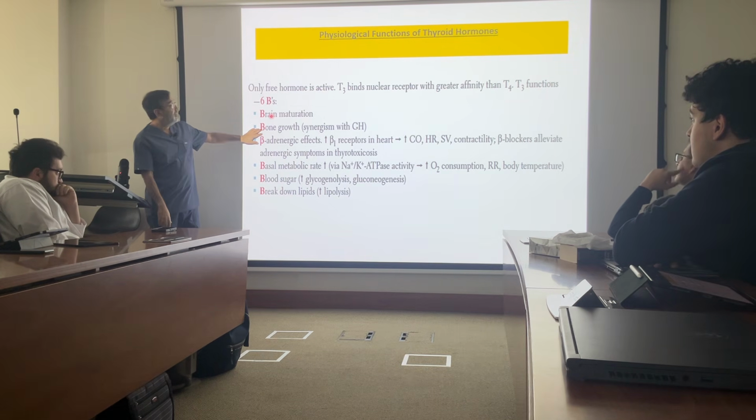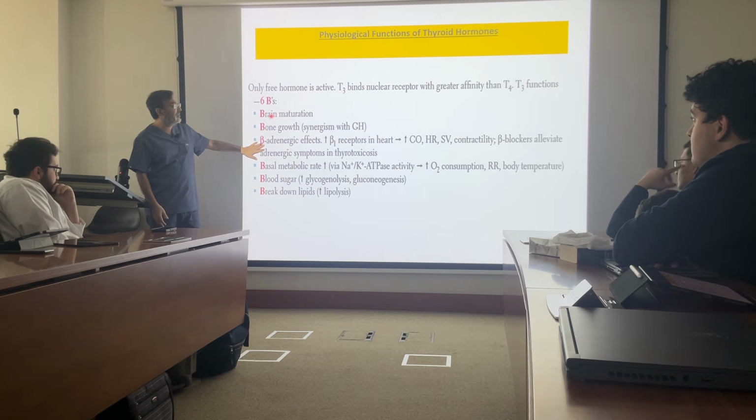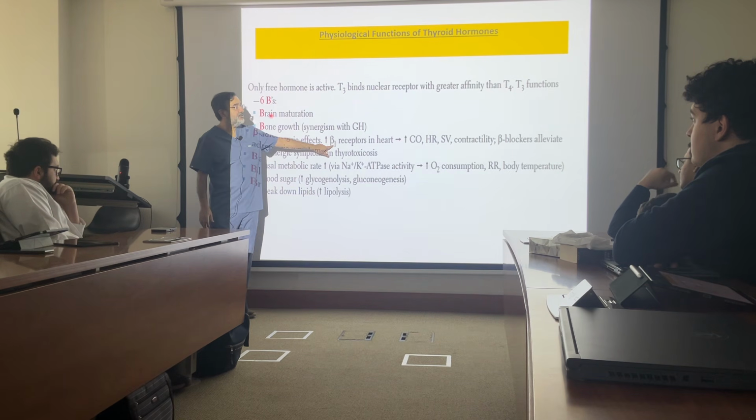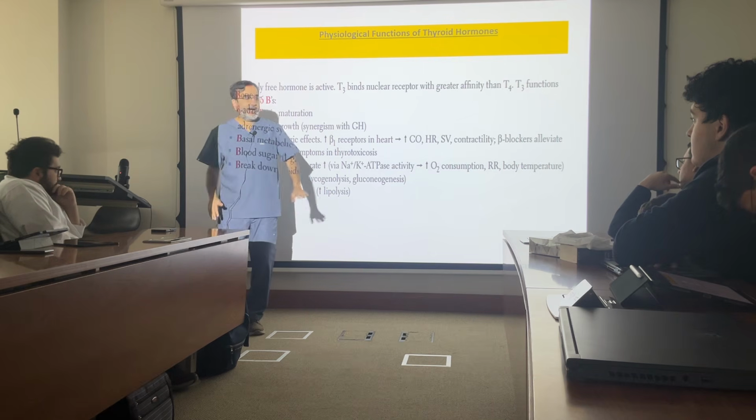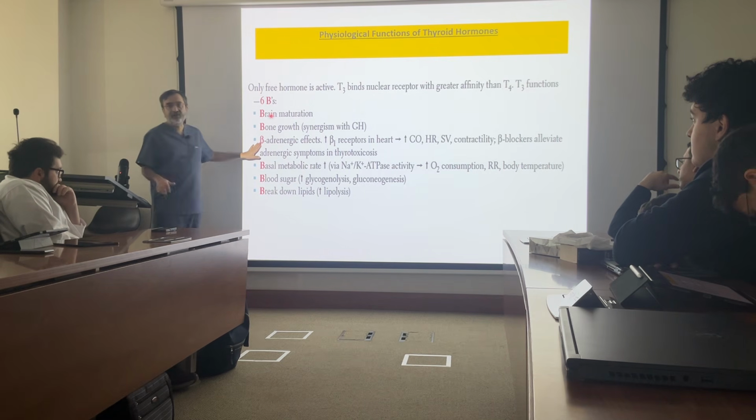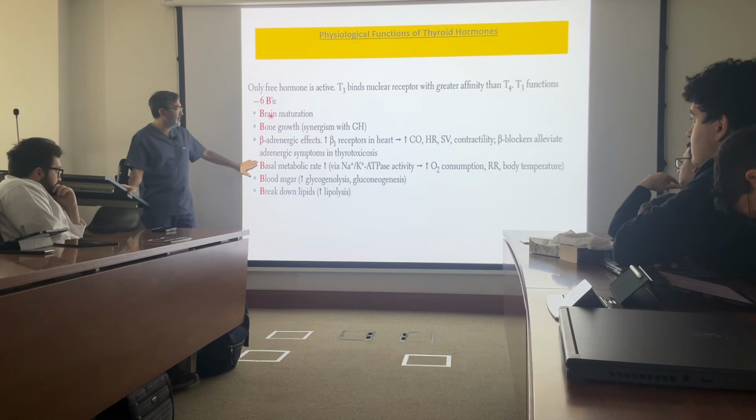It is important in bone growth. So it is a synergistic action with growth hormone. It affects the beta adrenergic receptors. So it increases the beta 1 receptors in the heart. So it increases the heart rate, cardiac output, the stroke volume, contractility. All this happens because of its effect on the beta adrenergic receptors.